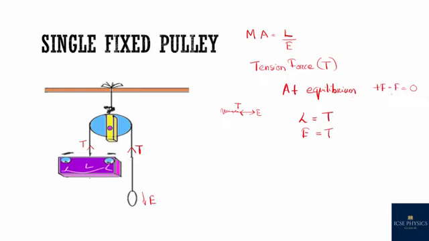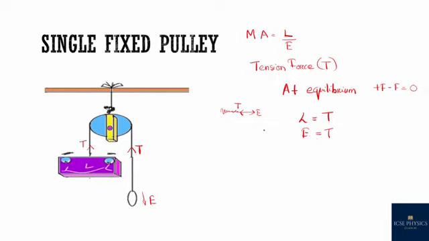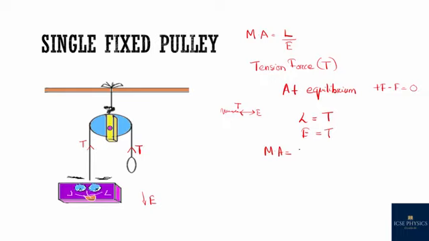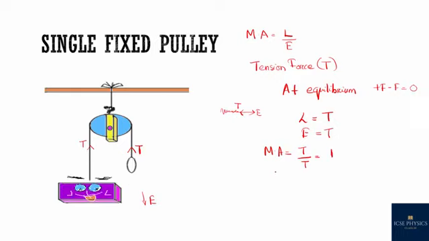So at equilibrium or balance position, load is balanced by the tension force and effort is also balanced by the tension force acting on the string. So what will be the mechanical advantage here? Mechanical advantage is load by effort. Load is T, effort is also T. So what will be the mechanical advantage? It's 1.